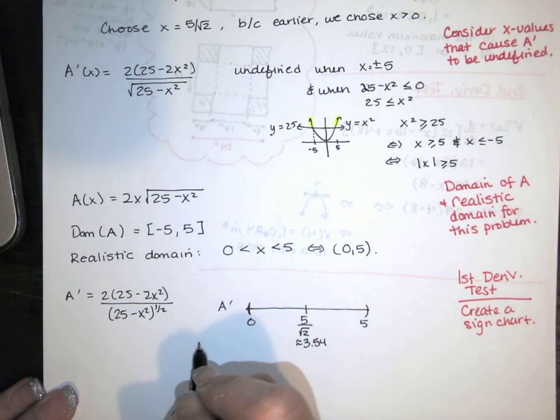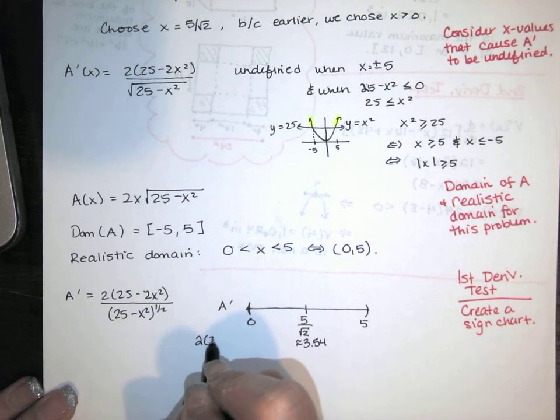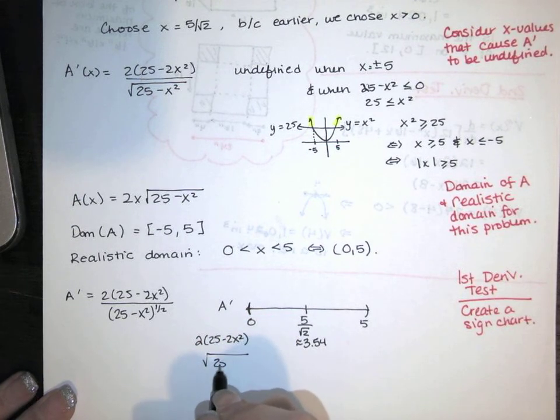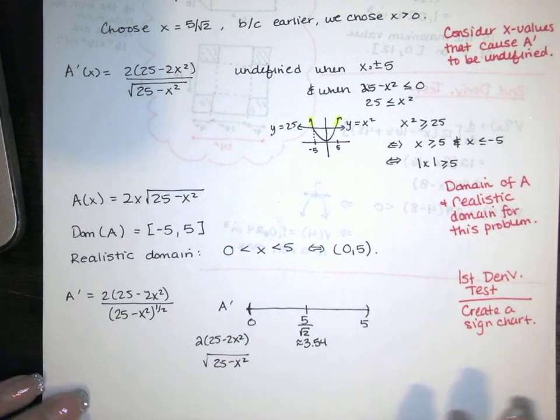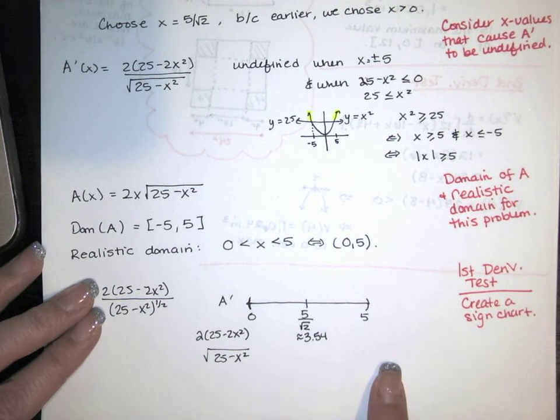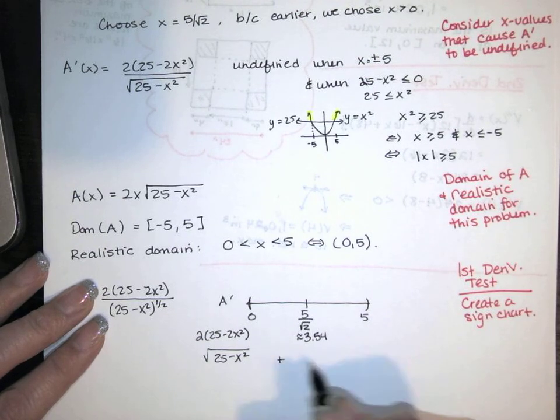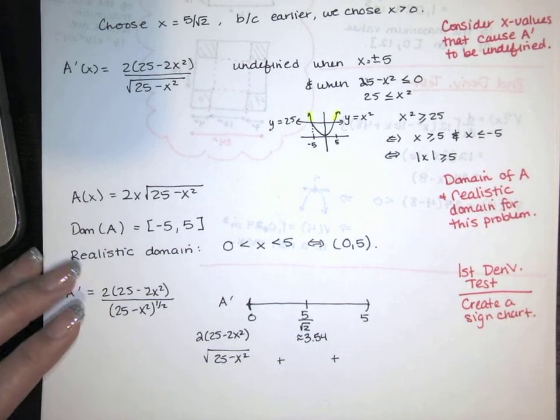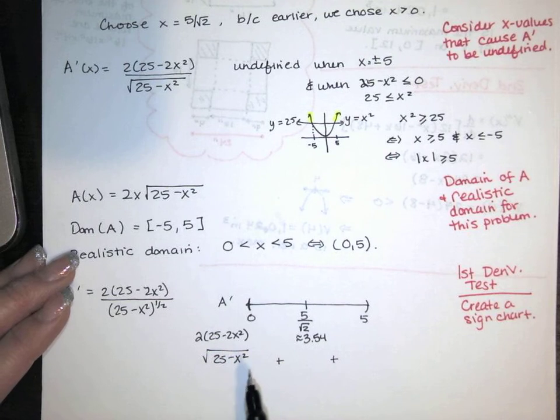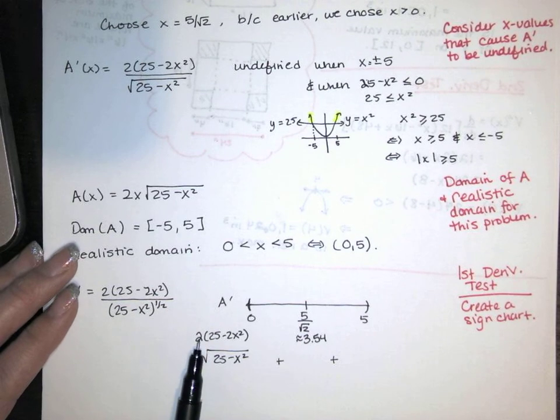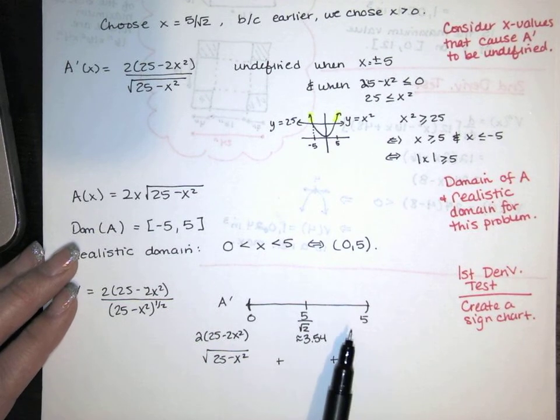So A prime is 2 times 25 minus 2x squared divided by the square root of 25 minus x squared. Now on the interval from 0 to 5, well, on any interval where this is well defined, this positive square root is going to be positive, except for when it's 0. And it's not 0 on either of these intervals. It's only 0 at x equals 5 and negative 5. Okay, now we just need to determine the sign of this guy on these two intervals.